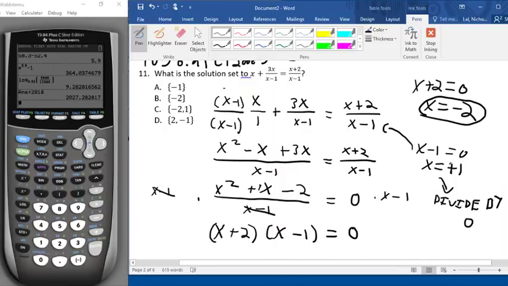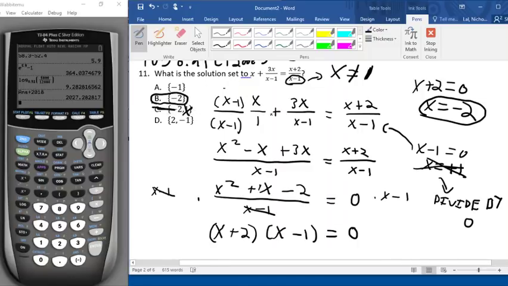And that's not okay. So x cannot equal positive 1. So x cannot equal positive 1 here. X can only equal negative 2. So as soon as we see the x minus 1, we can make the statement x cannot equal positive 1. And so, just looking at the problem initially, we can eliminate answer choice C. So the answer choice is B.